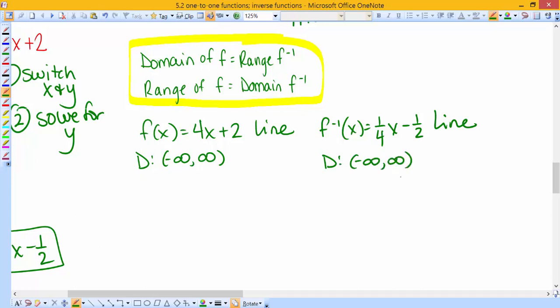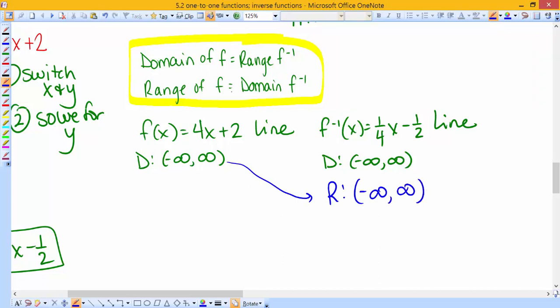Domains you do need to be able to find without graphing. Now, to find the range, this is what I'm talking about here. The domain of f is the range of the inverse function. So I have the domain of f, which means it's the range of my inverse.